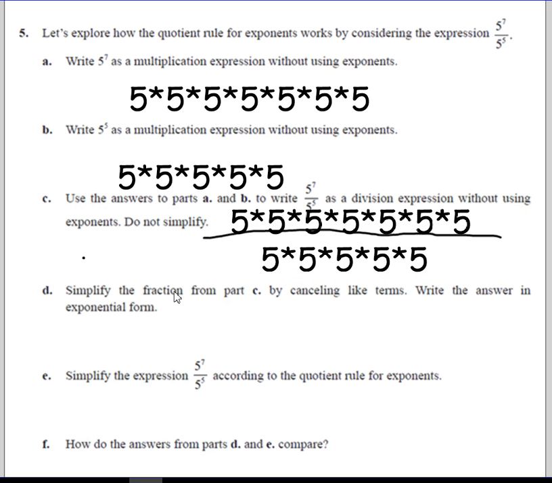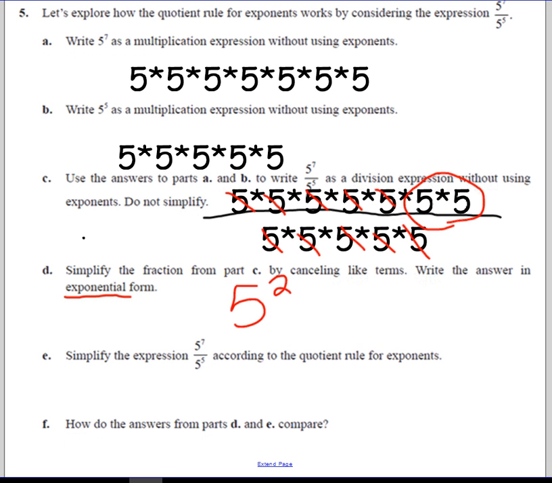Now it says simplifying by canceling like terms. And so anything divided by itself is 1. So these 2 5s can cancel and become 1. These 2 5s can cancel and become 1. Same as these 2, and these 2. So we're left with 5 times 5, which is written as 5 to the 2nd power when we're putting it in exponential form. I know you know that is 25, but it asked us to write it in exponential form because we're trying to prove this rule.